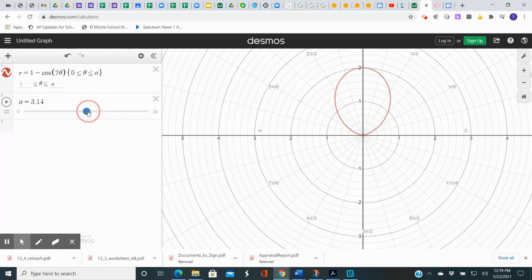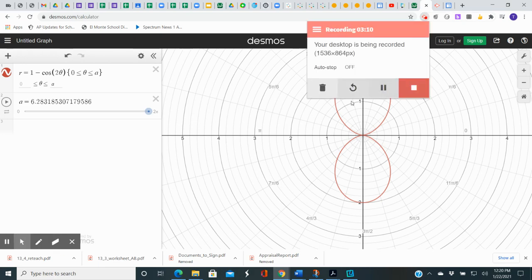If you keep going, then as you go from theta is equal to pi to 3 pi over 2, you get this part of the curve. And as you go from theta is equal to 3 pi over 2 to 2 pi, you get this part of the curve. And those two loops are actually congruent. So if you find the area of one, it will be equal to the area of the other. And this particular curve is called a Lemniscate.